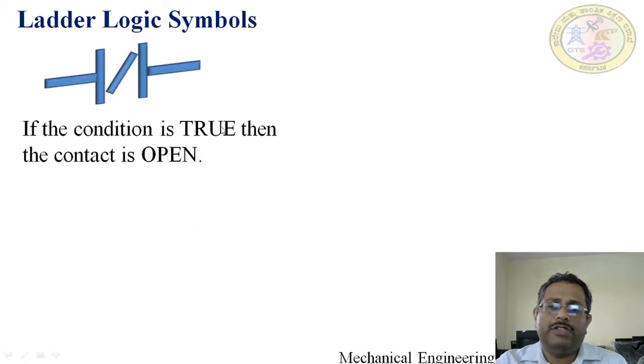Next we will see the normally closed contact. Here, if the condition is true, then the contact is open. Normally if the condition is true, the contact should be closed, but here it is the opposite. That's why the normally closed contact represents the NOT operation. NOT means whatever input we give, the output is the opposite of that.